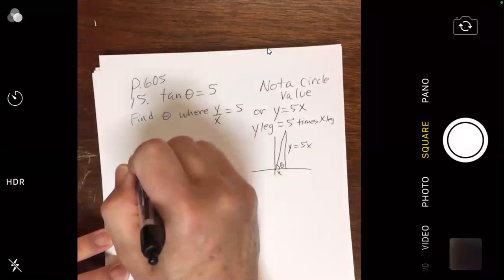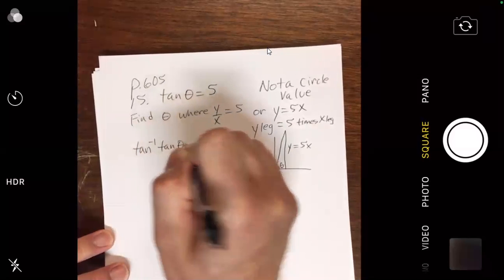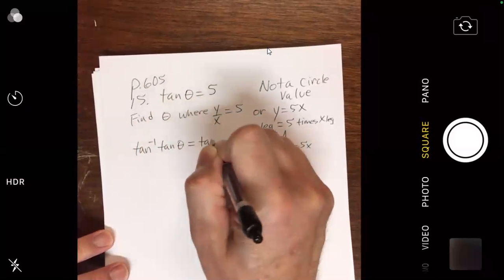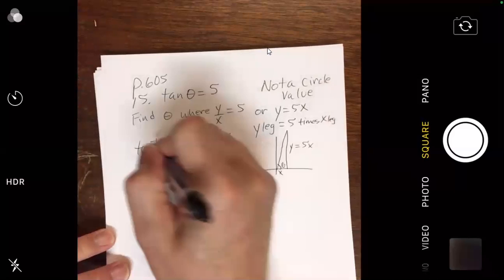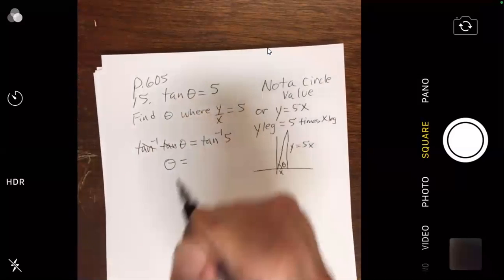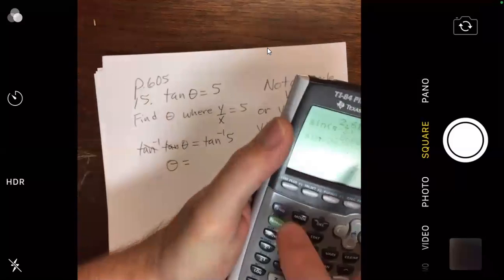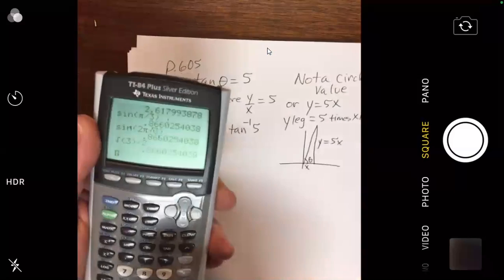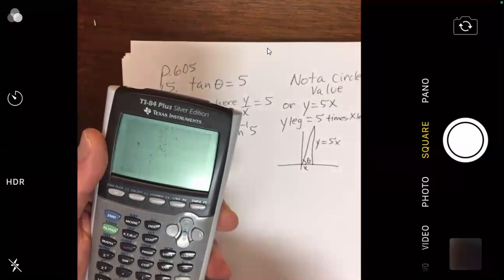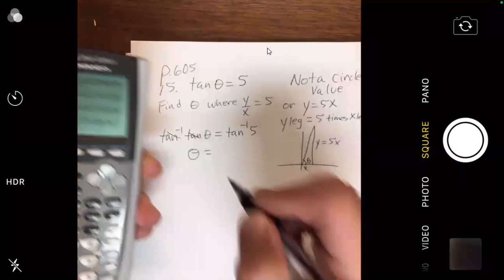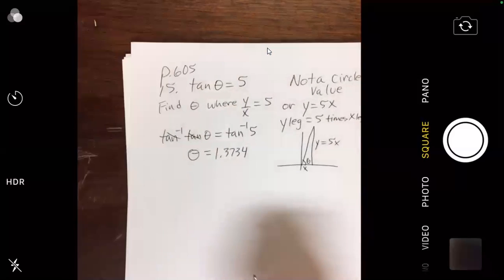So you're going to have to go arctangent of tangent theta, arctangent of 5. These cancel. Arctangent of 5 is 1.3734. That's the first angle.